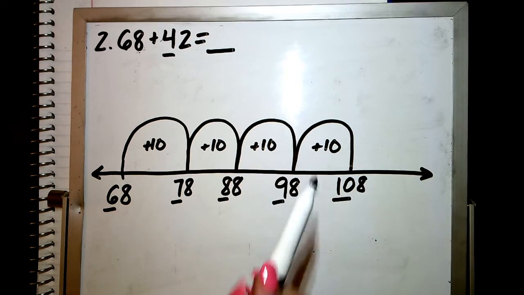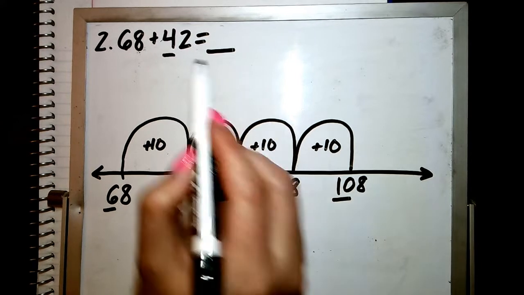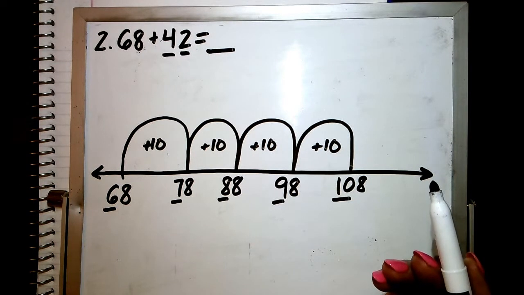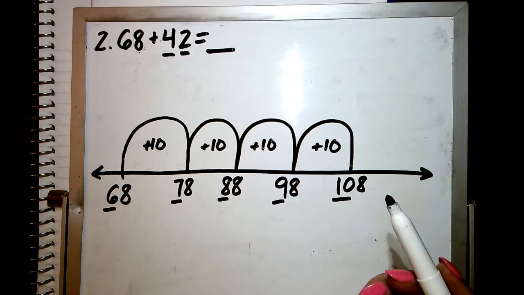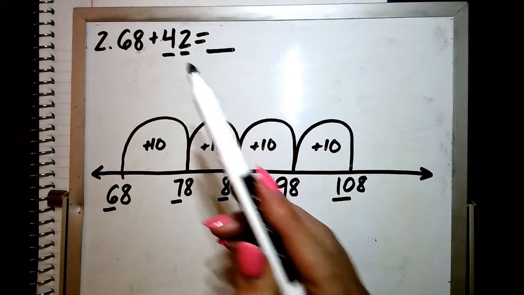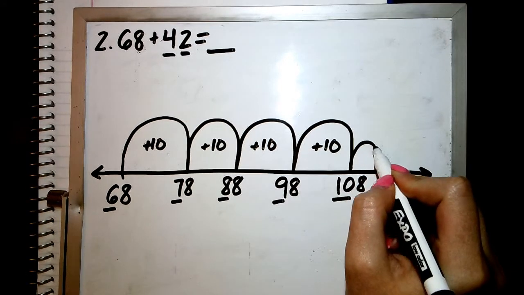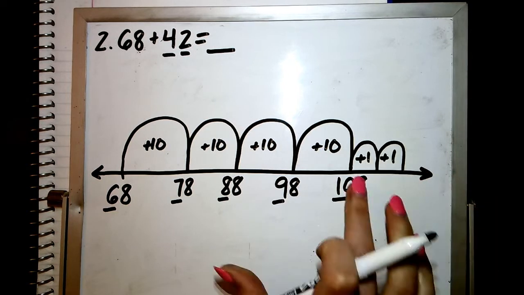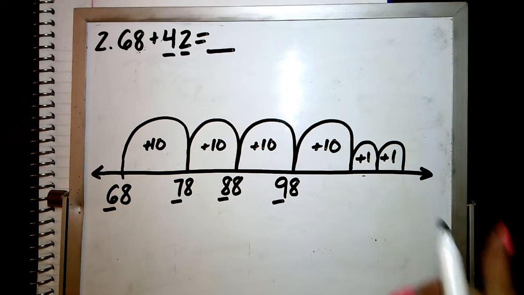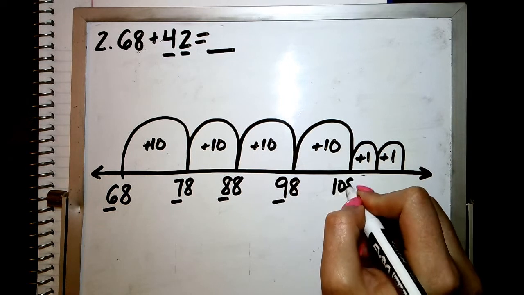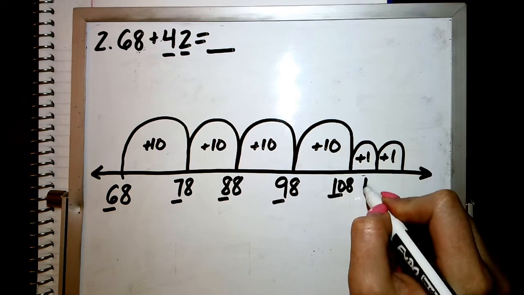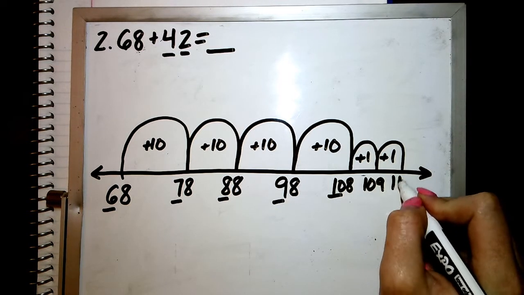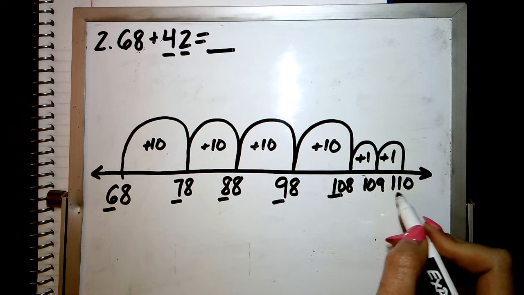But we're not done yet. We've only added 40. We still need to add the 2 ones. So we're not going to do another jump of 10, that's too much. Another jump of 5, that's too much too. So we can just do our 2 ones with 2 jumps of 1. So plus 1, plus 1. I'm going to make this actually a little smaller so I can squeeze this in. So 108 plus 1 is 109. Plus 1 is 110.